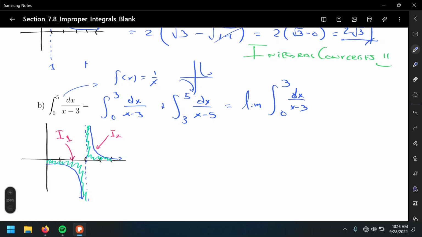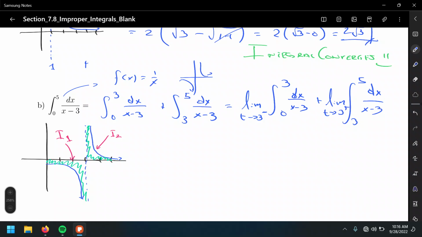Yes? In the second part of the addition, why did the denominator change to x minus 3? Oh, no, I don't know why. Yep, should be 3. Thank you. So in this case, we're approaching t to 3 from the left, because we're approaching that asymptote from the left. And on the other hand, we need the integral from t to 5, dx over x minus 3, with t approaching also 3, however, notice the approach is from the right.